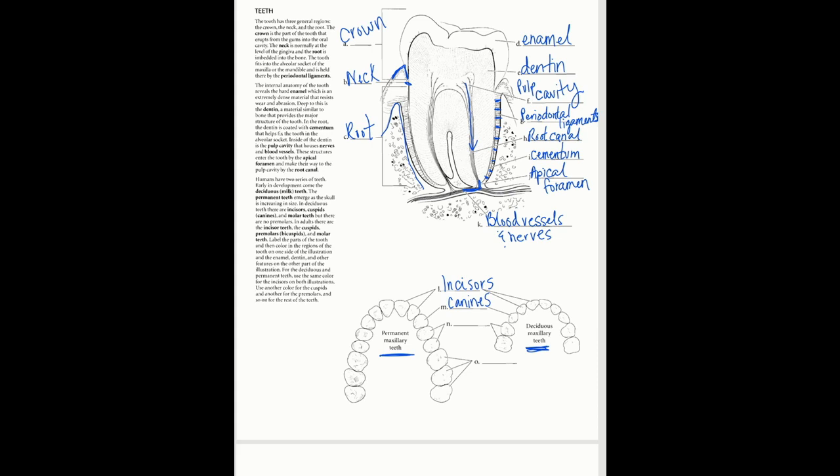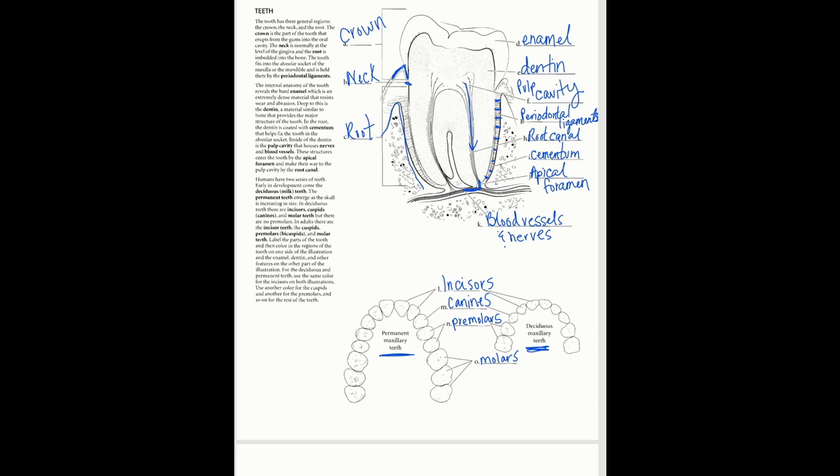Following those canines, you have a few types of molars. The first 2 being your premolars. These are also referred to as bicuspids. And then you have 3 sets of molars.